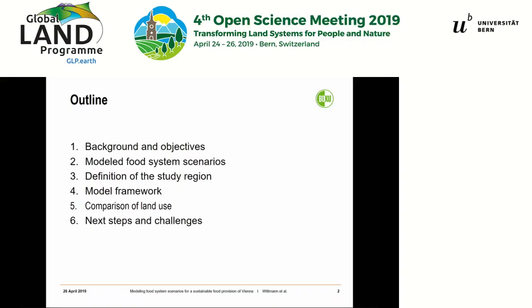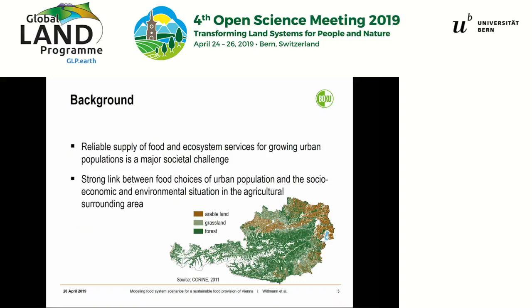The background of this study is that it's challenging to provide food and ecosystem services for a growing urban population, and there is a large number of interactions between the urban and rural entities, for example, flows of money or people, and food habits are here a key factor for an effective use of the resource of agricultural land.